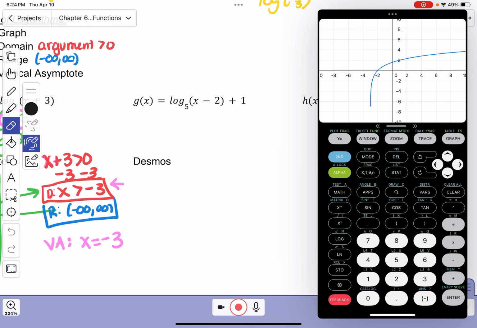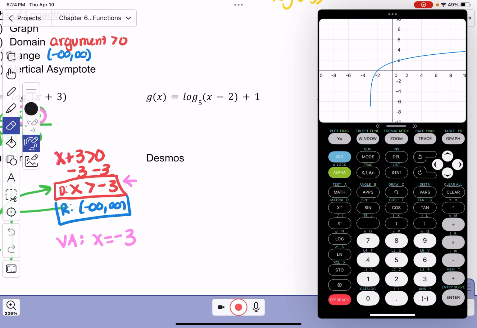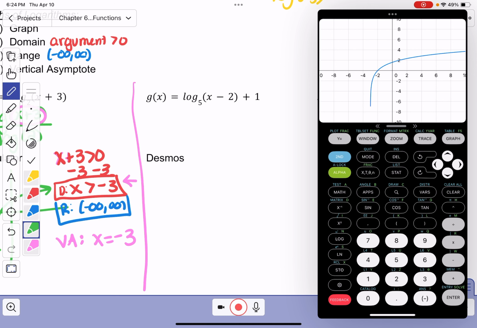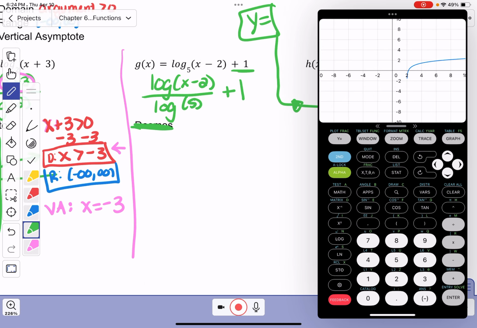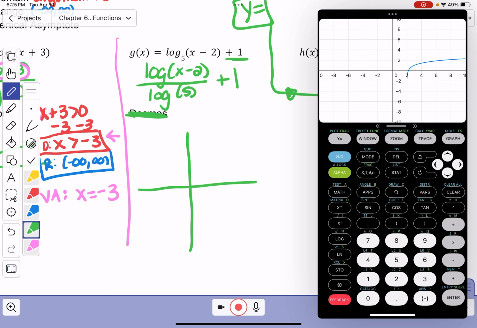Okay. So for this one, we're going to do our change of base. So I'm going to do log of x minus 2 over log of 5. That plus 1 is not in the log, so we're going to leave it separate. Then I'm going to hit my y equals button. That's this top button. That's how you graph. And I'm going to type log of x minus 2 divided by log of 5, plus 1. And then I'm going to graph that.